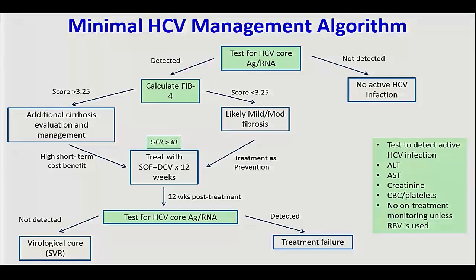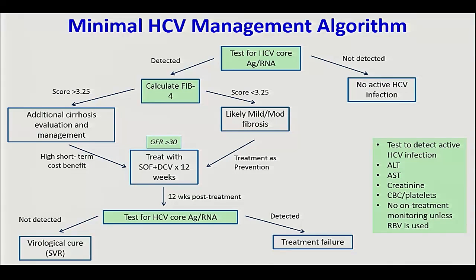This is an algorithm that we are actually implementing in a test and treat protocol that I'm working on with Dr. Saeed Hamid in Pakistan at Aga Khan University. It's very much like the algorithm that Claudia showed earlier, where we are not genotyping because 90% of Pakistan is genotype 3. We are just doing a test to detect active infection.